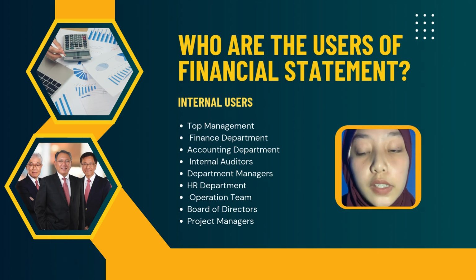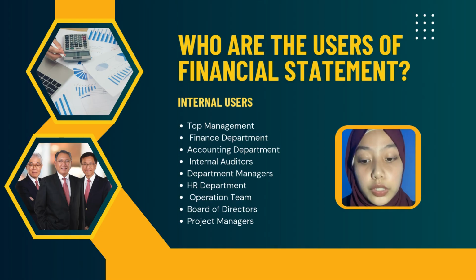Secondly, we have finance department, which manages cash flow, investment and financial planning based on accounting records. Thirdly, we have accounting department, which records transactions and prepares financial statements. Next one, we have internal auditors, which examine financial records for accuracy, internal controls and fraud detection. Moreover, we also have department managers, which use accounting data for budgeting, cost control and evaluating department performance.